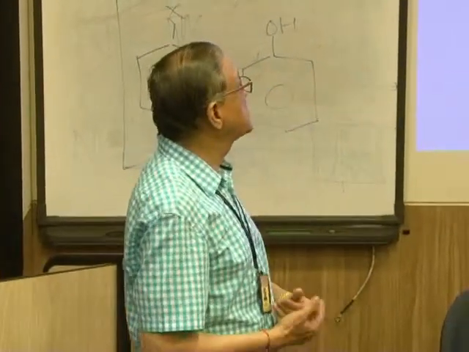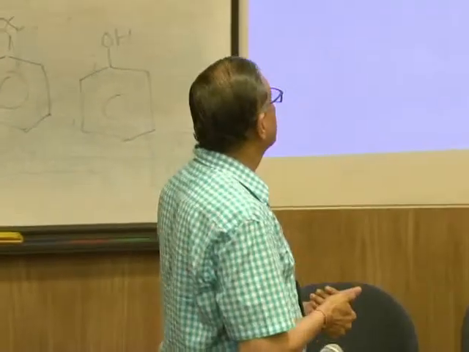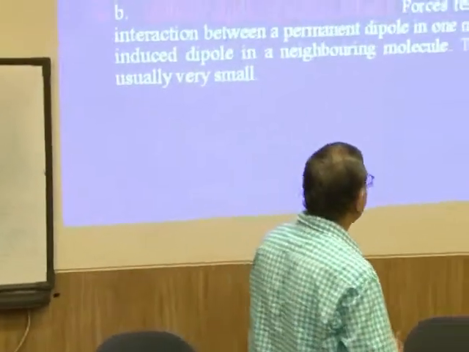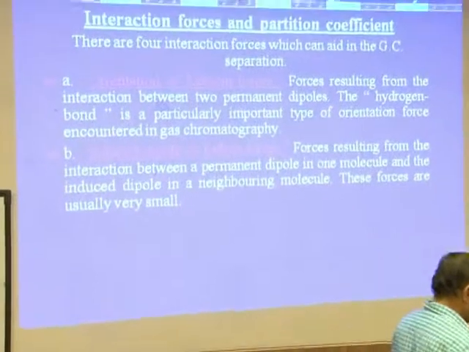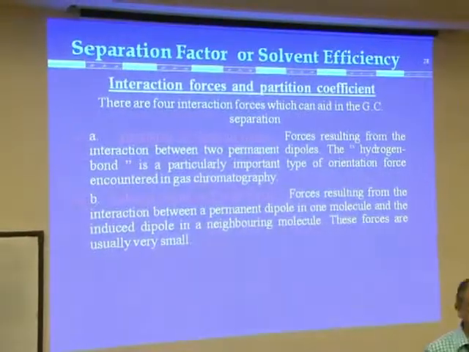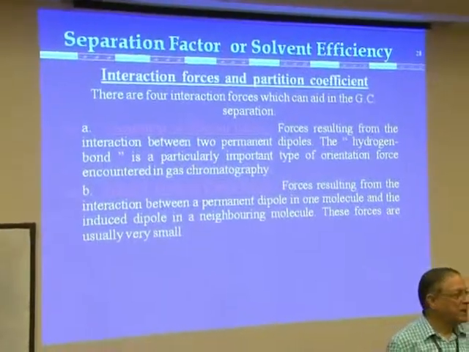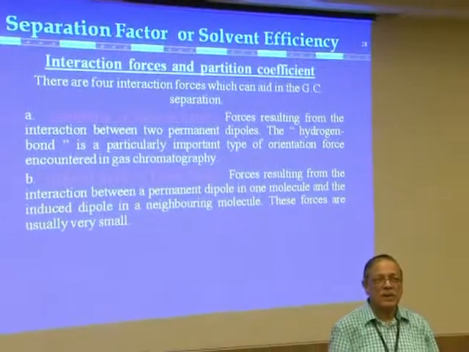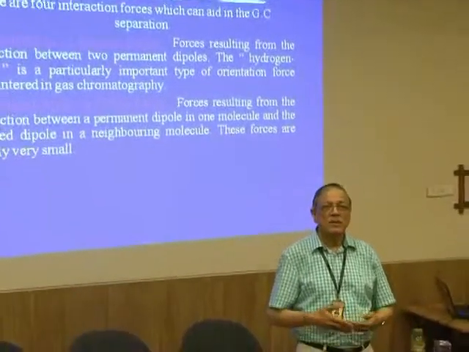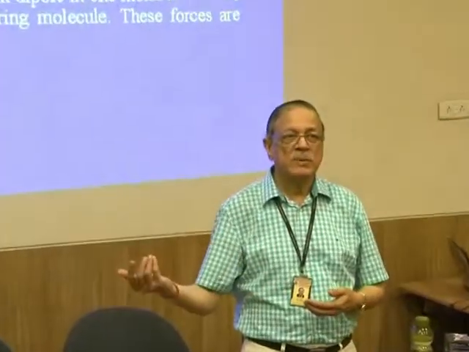So this is what is the forces resulting from the interaction between two permanent dipoles. The stationary phase has a dipole, and so also this OH group, and therefore through the hydrogen bonding, one solute is retained more compared to the other one which does not have hydrogen bonding in the stationary phase, and therefore two solutes having almost same vapor pressure can be separated effectively by gas chromatography.